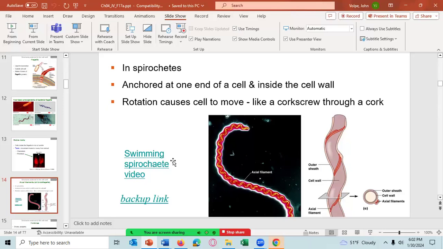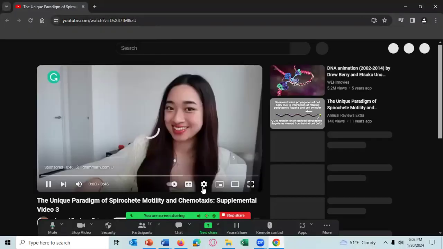Endoflagella cause the spirochetes to move in a characteristic movement. And hopefully we can get this here if there's no commercial.